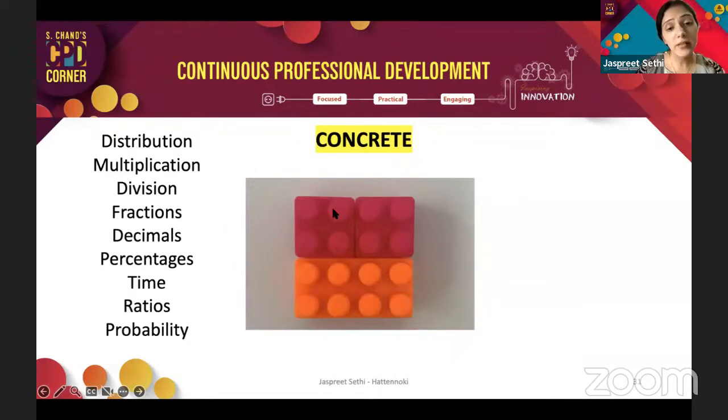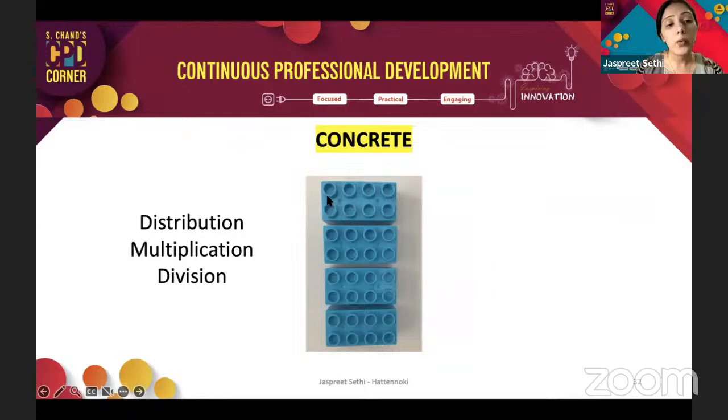And more concrete, some Duplos. These are not Legos. Legos will be smaller than these. And basically blocks that I'm using for distribution. I use them for fractions. For example, this one, I am trying to show that, of course, I can get them to count the number of circles or get them to see that 2 of these make 1. But I also use it in ways where I will get them to rearrange and see distribution, multiplication, division.